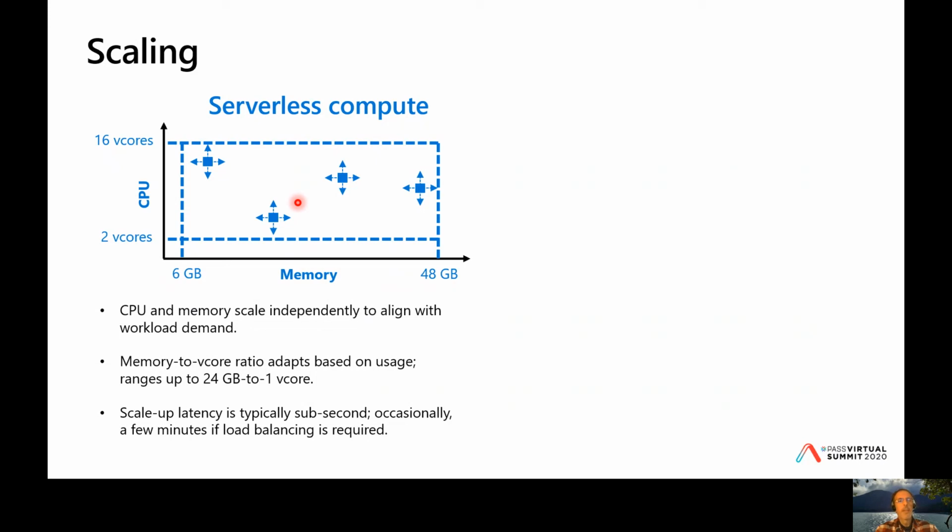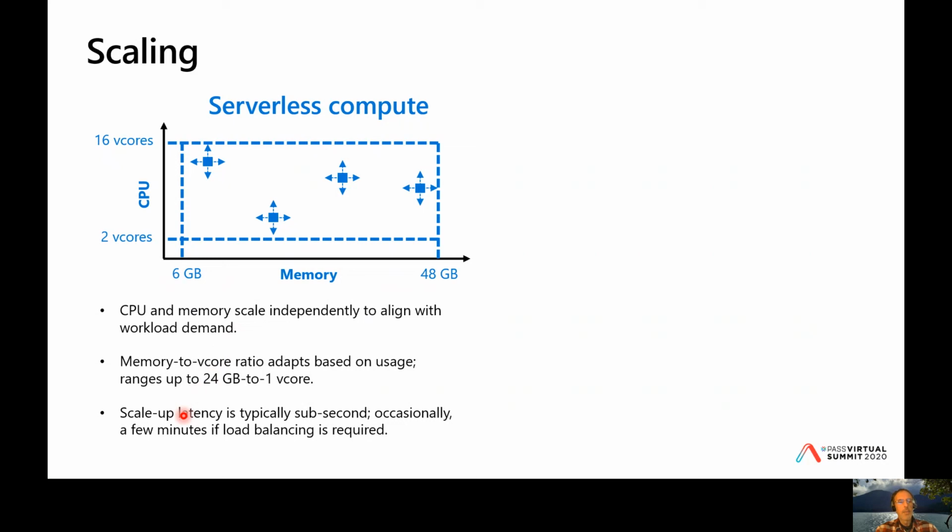Another way to think about this is that the memory to vCore ratio in serverless is dynamically adaptive based on the usage of the database. And that ratio ranges all the way up to 24 gigabytes per core, which is quite a wide range.